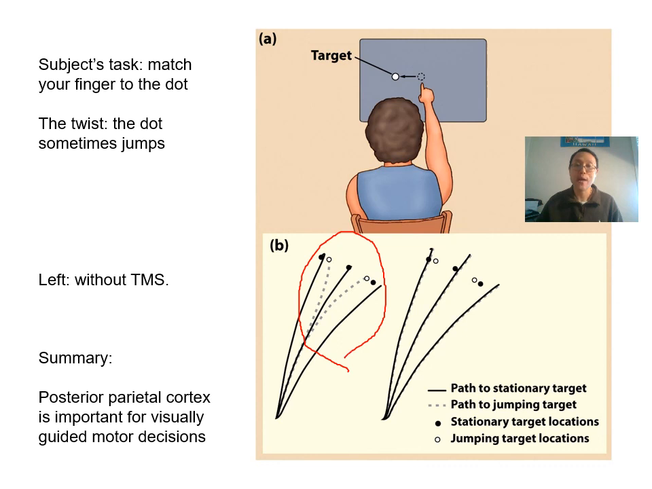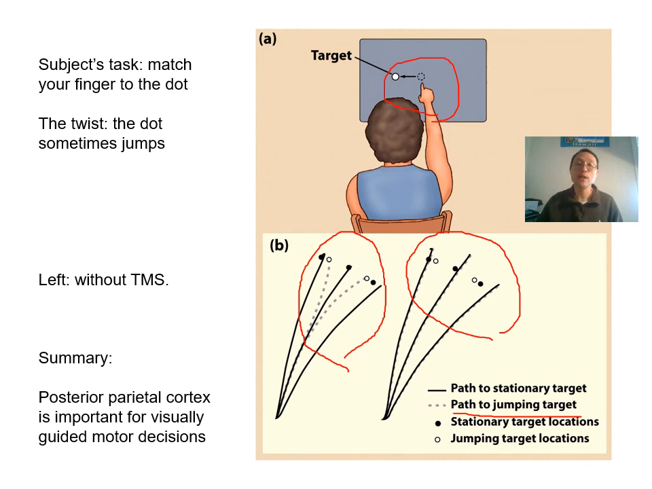Over here on the left, what you're seeing is without any transcranial stimulation, and on the right, what you are seeing is with cranial stimulation. The dotted line is the path to the jumping target, okay? What they did is try to perturb the activity going on in the posterior parietal lobe, and see how much the motor output can actually get perturbed, okay?